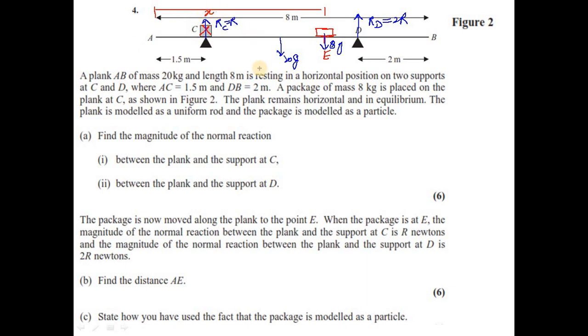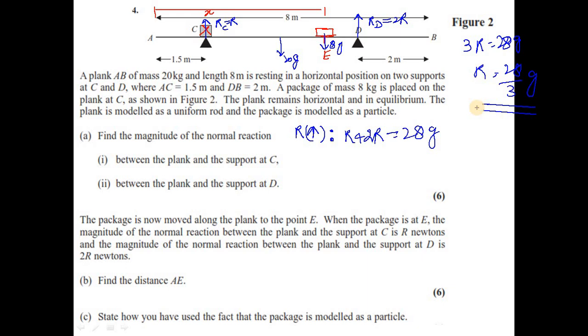So first of all, we resolve forces in a vertical direction so we can figure out the value of R. So this R is not the value of the magnitude of the normal. This is resolving of vectors in the vertical direction. So upward forces are R plus 2R at C and at D, equal to downward forces 28G. That means 3R equals 28G, and R is equal to 28 upon 3 G. This is the value of R. Keep this value in your mind.